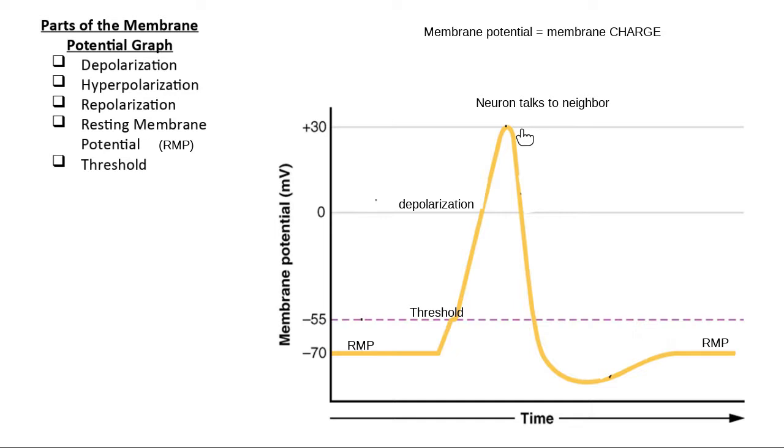Once I've talked to my neighbor, though, I want to get negative again. What do I call it when I'm working on getting negative again? What's this part of my graph called? Yes, absolutely right. When I'm trying to go back to normal, that's called repolarization. Repolarization is when I'm trying to get back to my normal polarity.